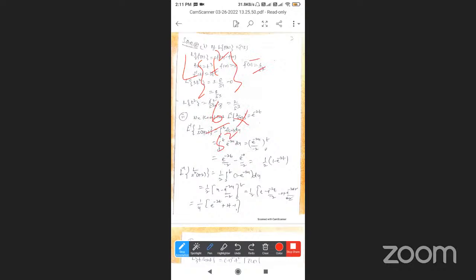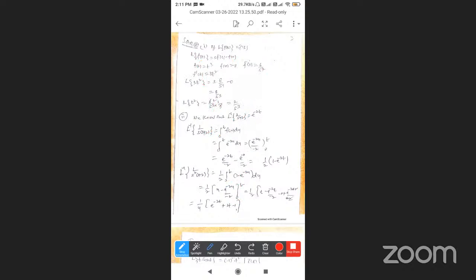Dividing by 3, 3 ones are 3 and 3 twos are 6, so the answer is 2 by s cube. The Laplace transform of t square is equal to 2 by s cube.